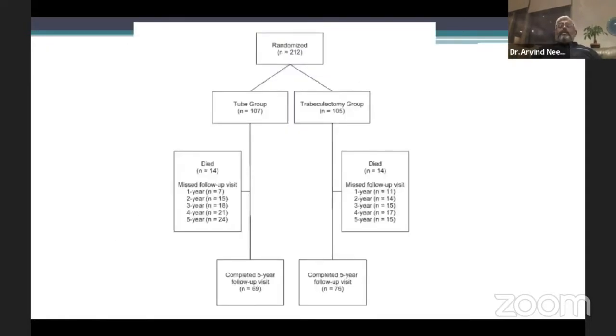So they randomized 212 patients into tube and trabeculectomy, 107 in the tube group, 105 in the trabeculectomy group. At the end of 5 years, 69 patients completed the study in the tube group and 76 completed in the trabeculectomy group. 14 patients died in each group, and some missed follow-up visits along the way.